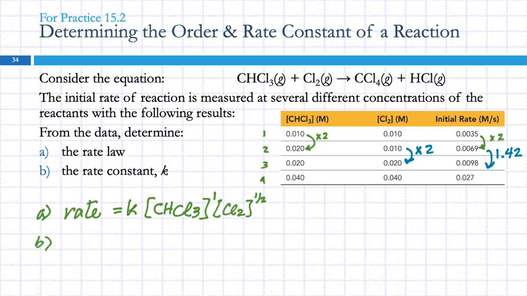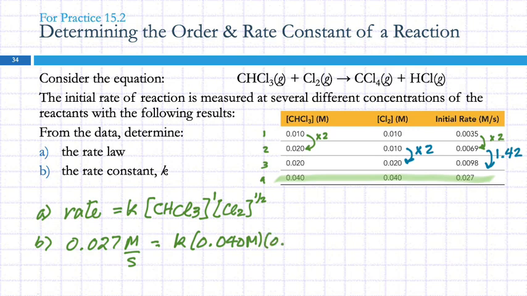It's kind of up to you whether you rearrange the equation first or put the numbers in. I'm going to put the numbers in. Just for fun, because we haven't used this yet, I'm going to use trial 4. In trial 4, the rate was 0.027 molarity per second, and that's going to equal the rate constant times the CHCl3 concentration times the Cl2 concentration to the 1/2 power.